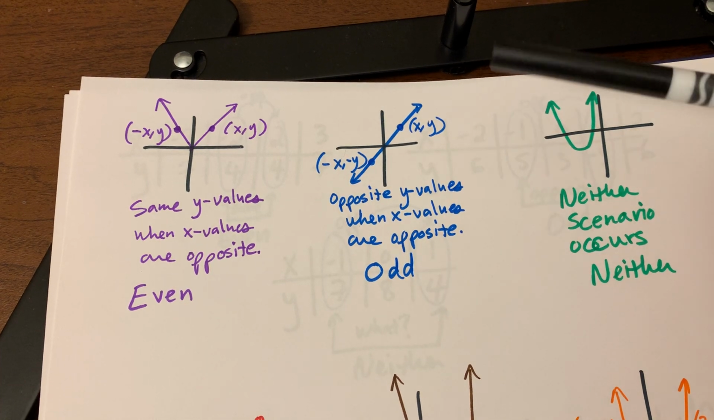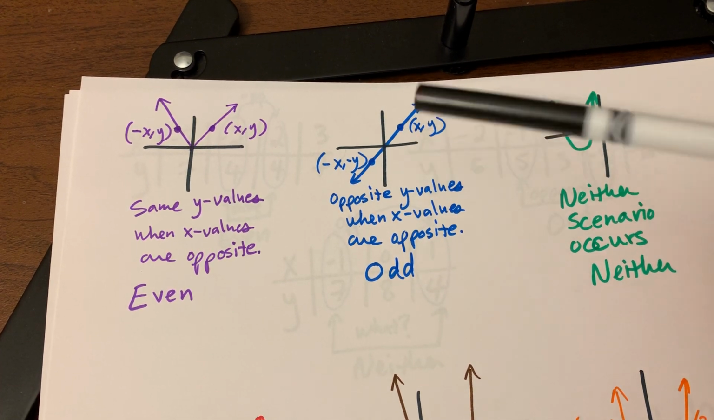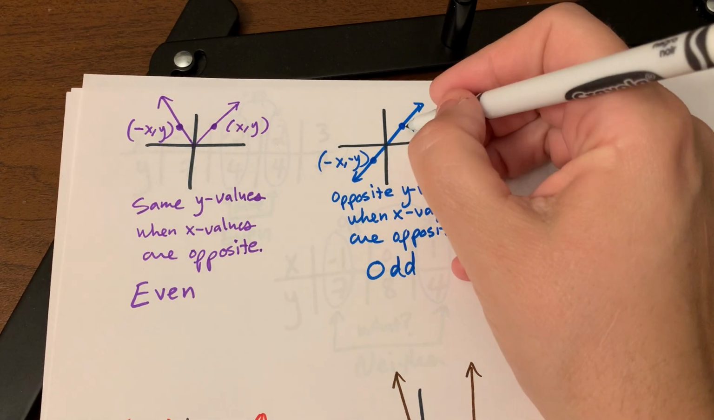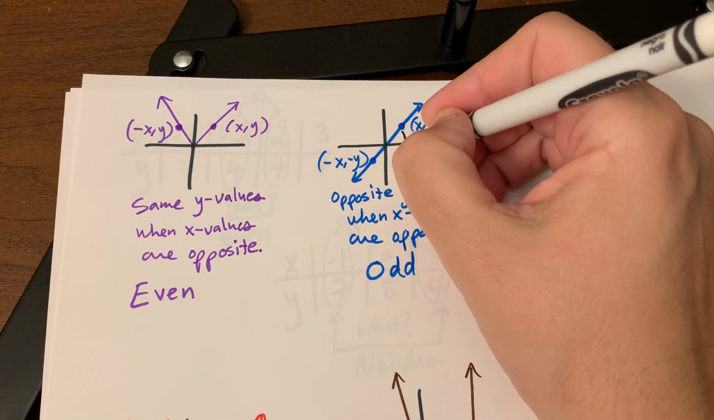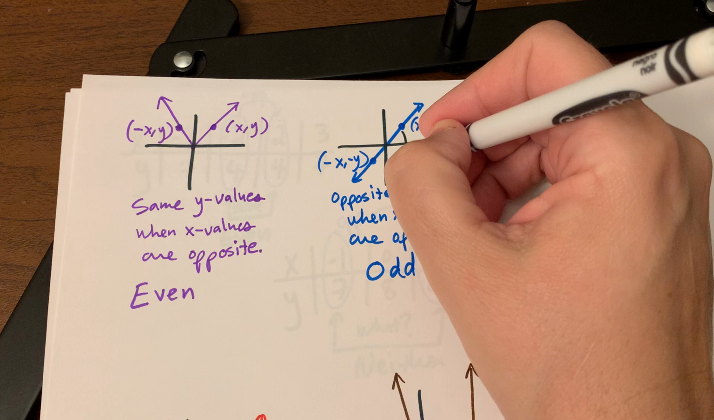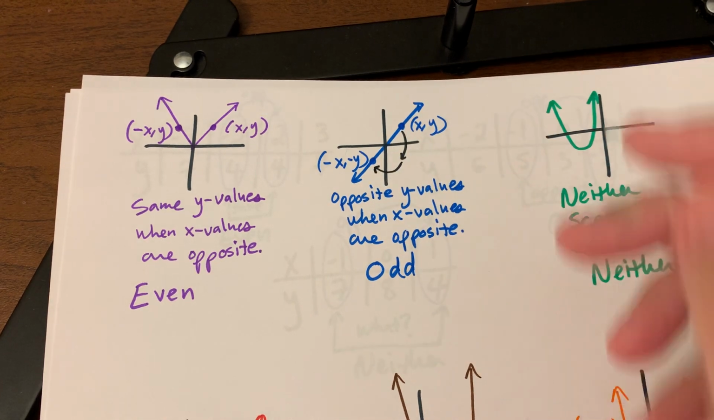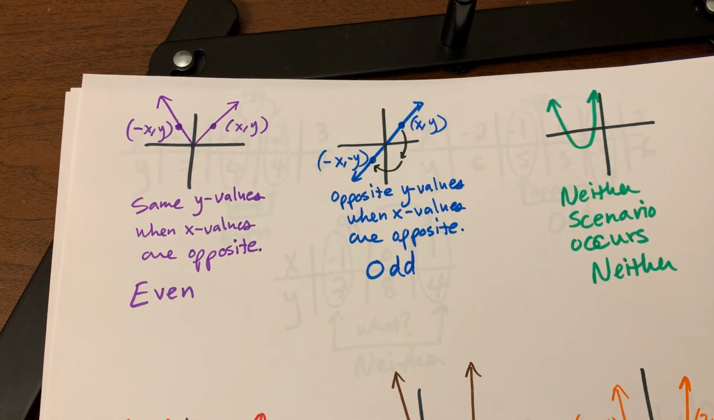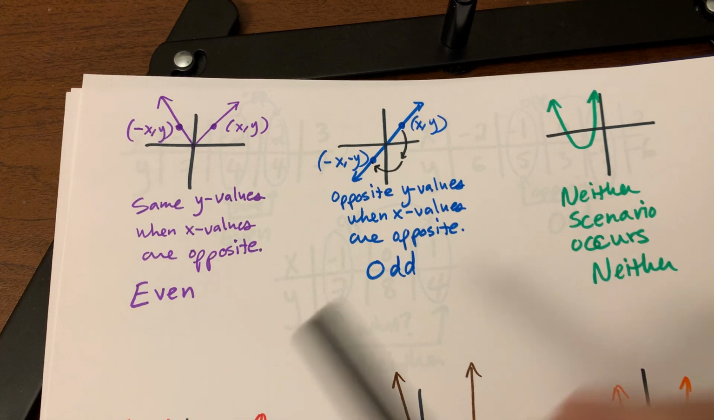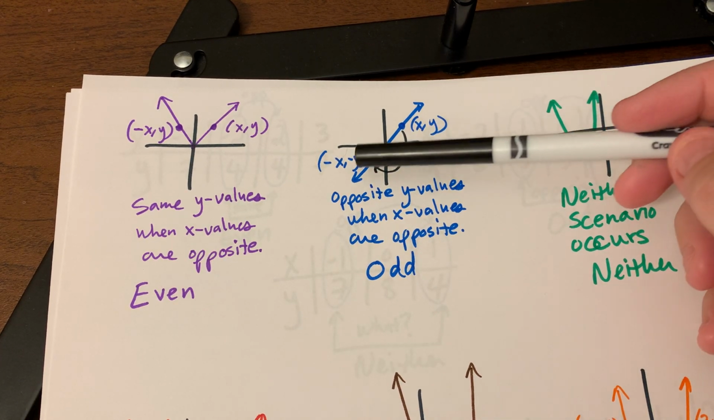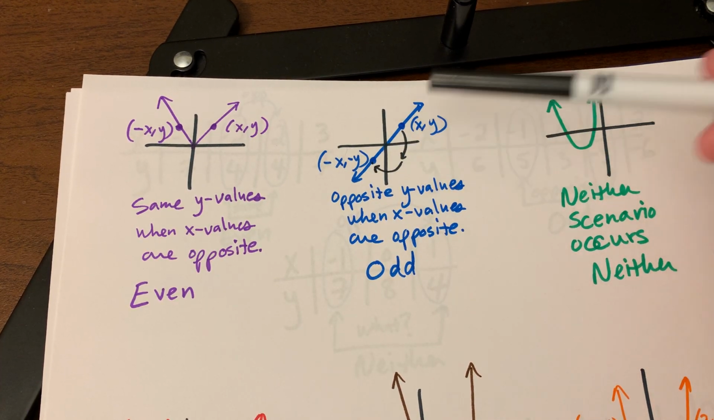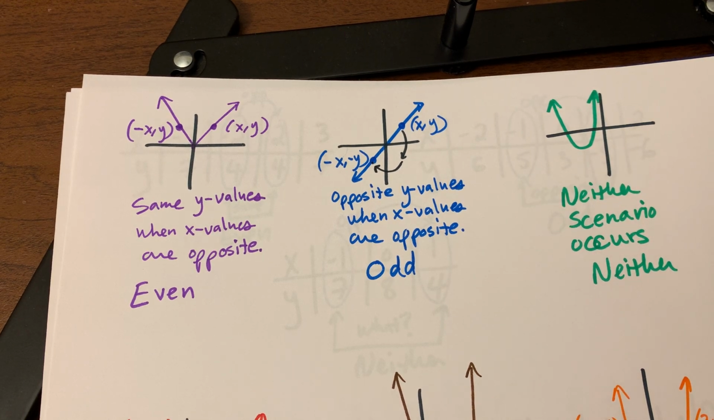Odd functions are symmetric with respect to the origin. That means you could take the first part, flip it down over the x-axis, and then reflect it over the y-axis, and you end up at the other point that you have here. If you end up with opposite y values when the x values are opposite, you've got an odd function. Finally, if neither scenario occurs, it's neither.